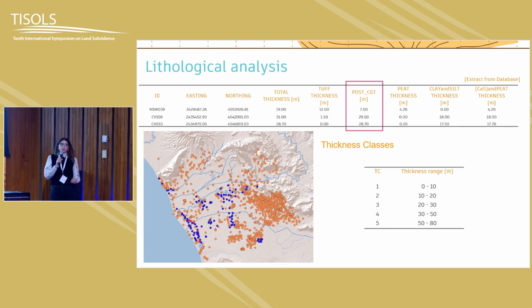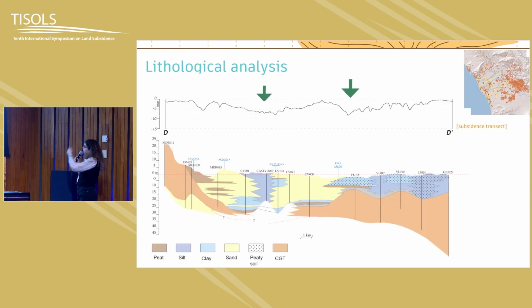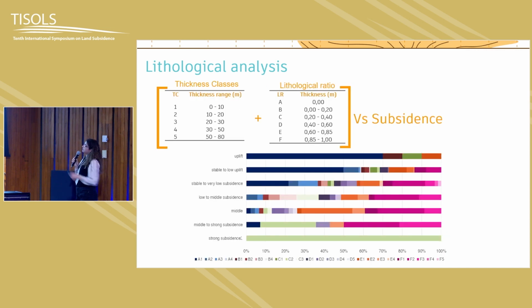We also take into account the thickness of the Holocene deposits, and in this case we made some classes. We made all of these because just by watching the subsidence and the stratigraphic architecture, we can find any pattern between these two elements. But putting together the thickness classes and the lithological ratio and plotting them on the subsidence chart, we can actually see that there is a relationship.